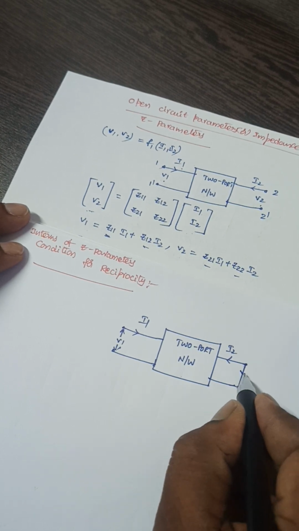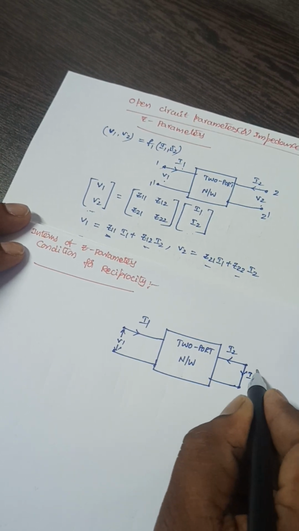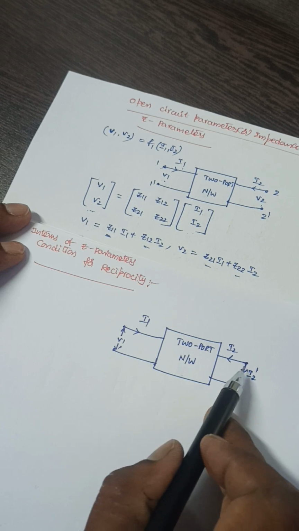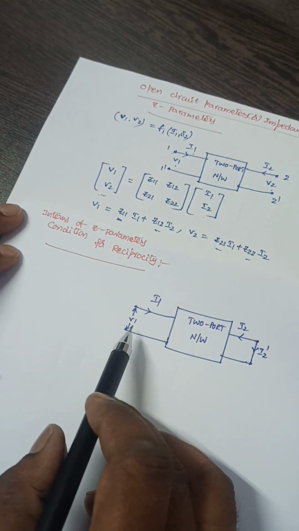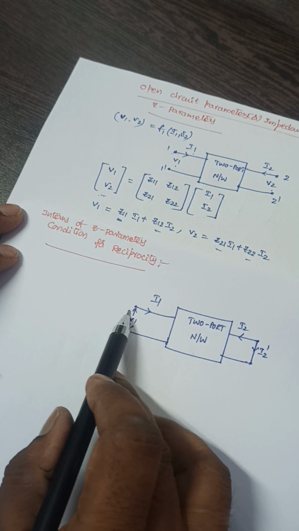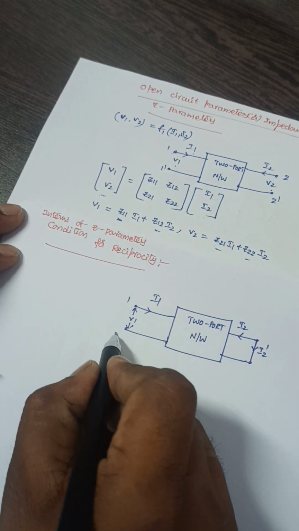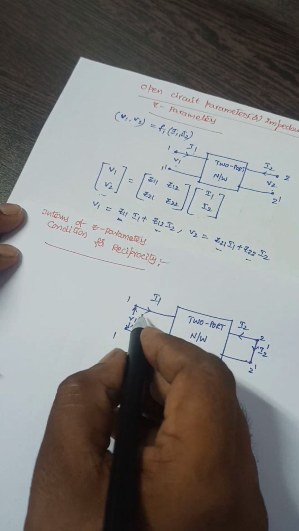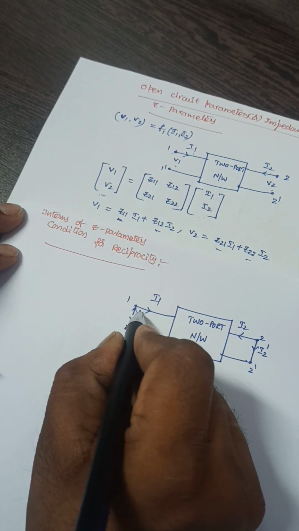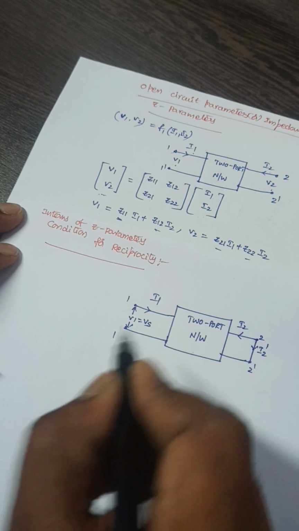So now I am calculating the response here. Let us take it is I2 dash. This current is I2 and this current is I2 dash. Here if I apply the excitation at this port 1, it is port 1, it is port 2, that means this excitation, let us assume V1 is equal to Vs.